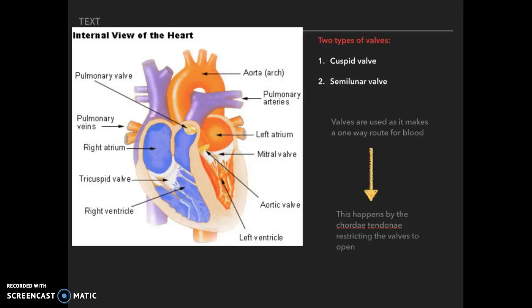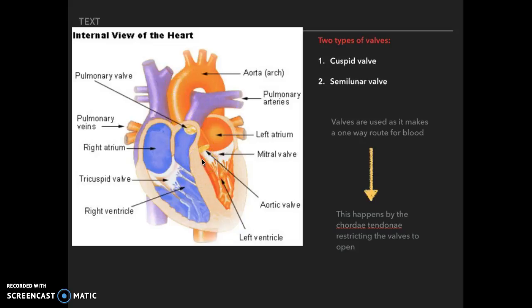And this is a view of the heart, and we're going to talk about the valves. There are two types of valves. There's the cuspid valve and the semilunar valve. The cuspid valve is between the atria and the ventricles, which is here. So you have the tricuspid valve, and you have the bicuspid valve around here. And then the semilunar valve is at the vessels leaving the heart. So it's just up these bits.